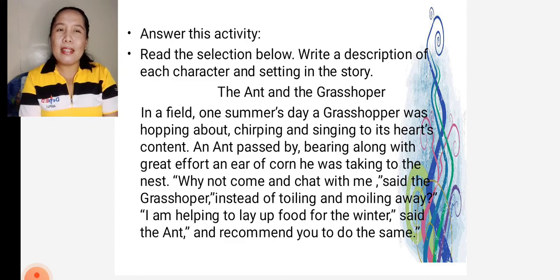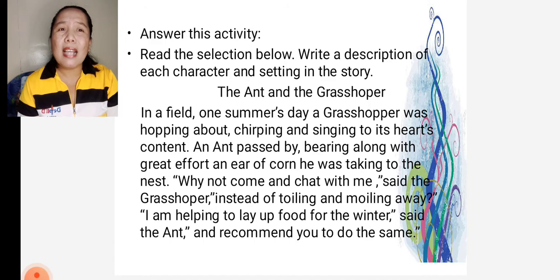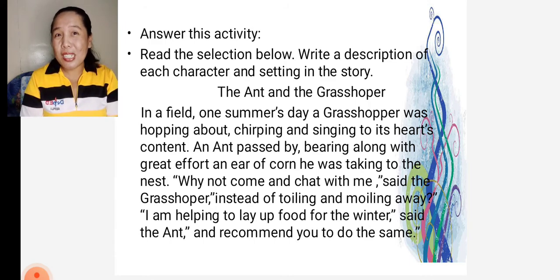The Ant and the Grasshopper. In a field one summer's day, a grasshopper was hopping about, chirping and singing to its heart's content. An ant passed by, bearing along with great effort an ear of corn he was taking to the nest. "Why not come and chat with me?" said the grasshopper, "Instead of toiling and moiling away."